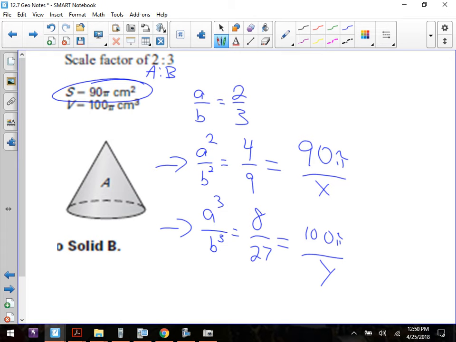It's still the surface area. So when you cross multiply that first one, you're going to get 4x equals 810 pi. Divide that out, and I believe it's, I want to say 636.17. And then it's something squared because it's an area.